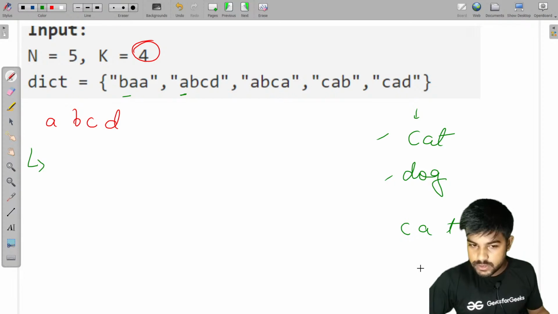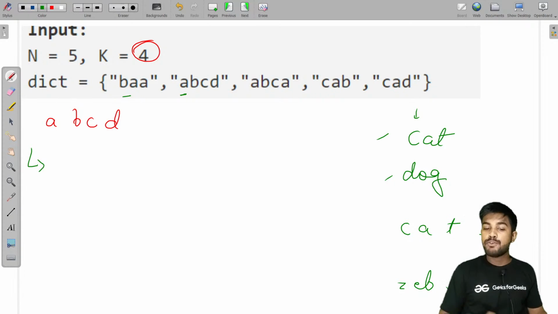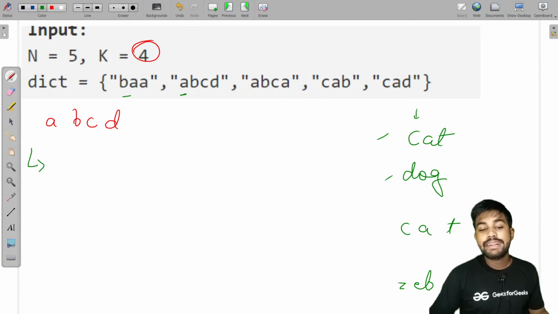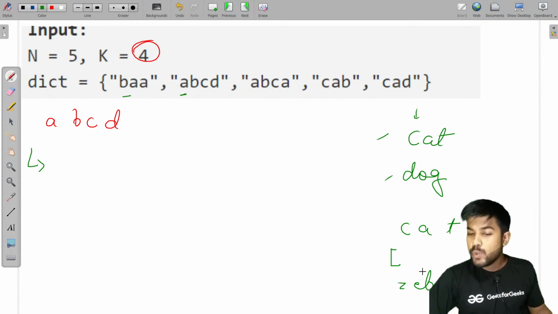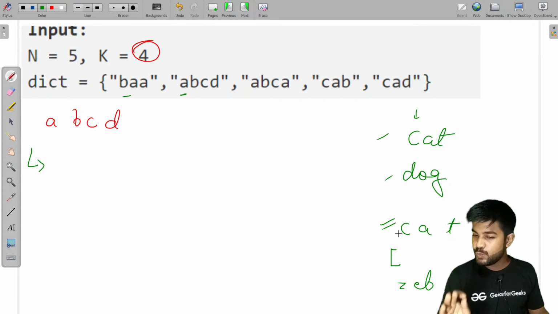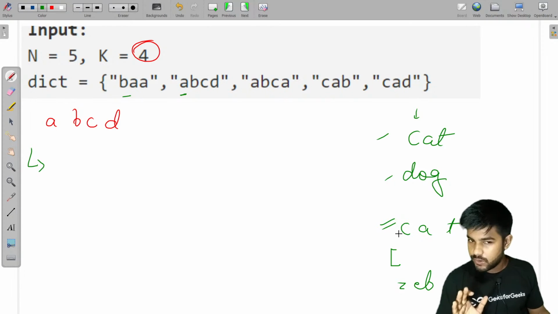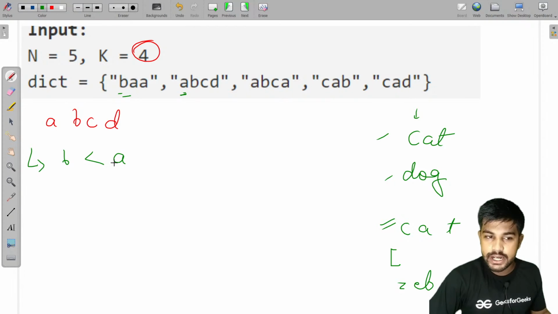And this is zebra. So we know that cat is smaller than zebra. Cat would come before zebra, but there might be other words which would come between them. We just know that cat is before zebra. So we know that B is smaller than A. We know that. Now we would write all the relations.